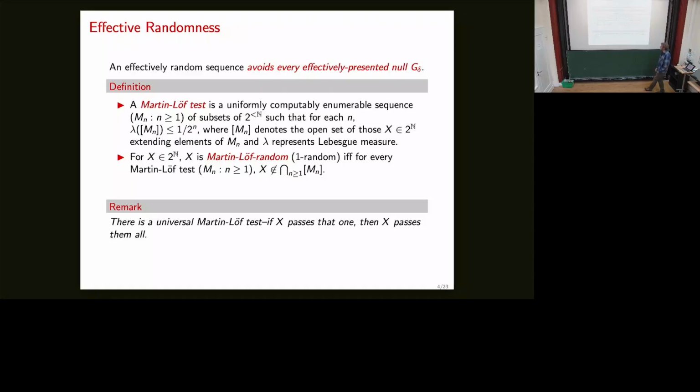If you're not in that set, then you are what's called one random. Wait, is passing avoiding the set? Yeah, passing means you're not in it. Oh, okay. You pass the test means you look random. And that's the vocabulary people use. So that's one way to specify that you look random with regard to things that are effectively presented.